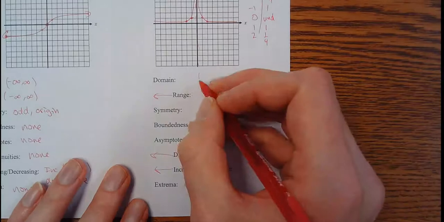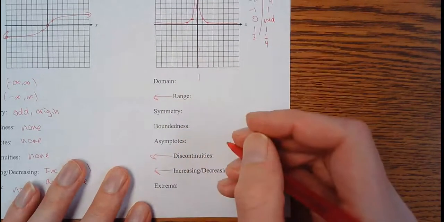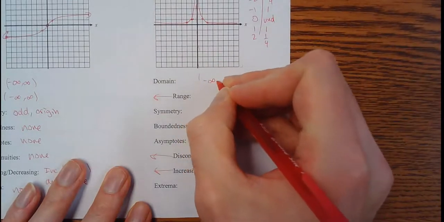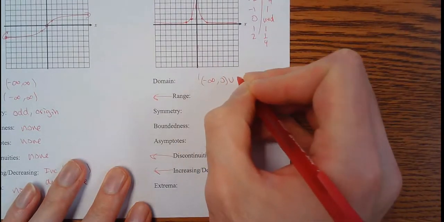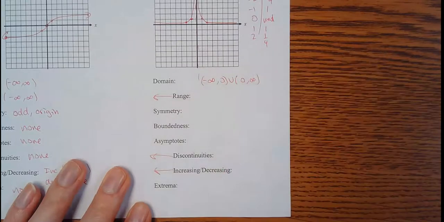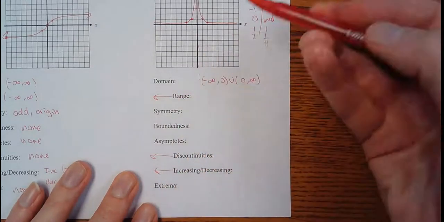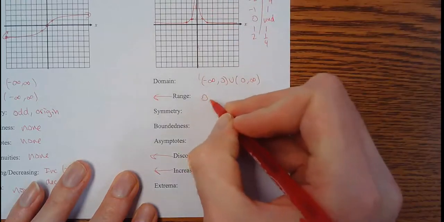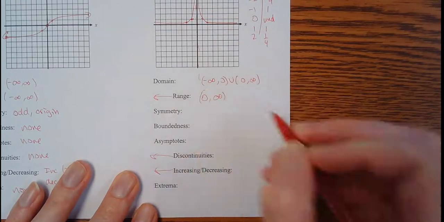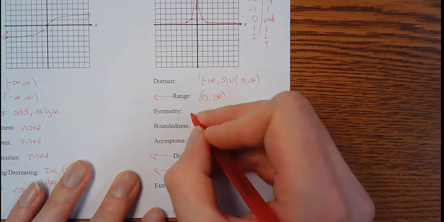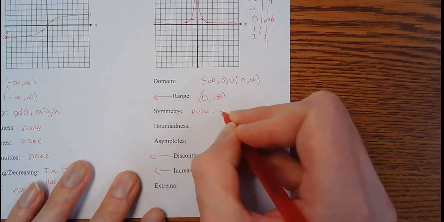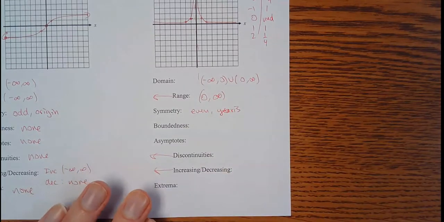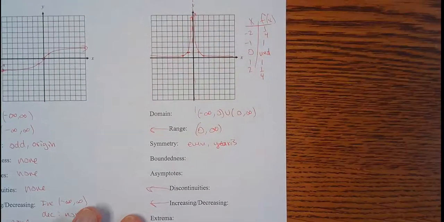But domain on this guy, well, I can plug in anything except for one value, because this goes left forever and right forever, but there's that 0 in the middle. So from -infinity to 0, and from 0 to infinity, we're good. The range, up and down, it starts at 0 and goes up forever. Symmetry, this one is even. It's about the y-axis.